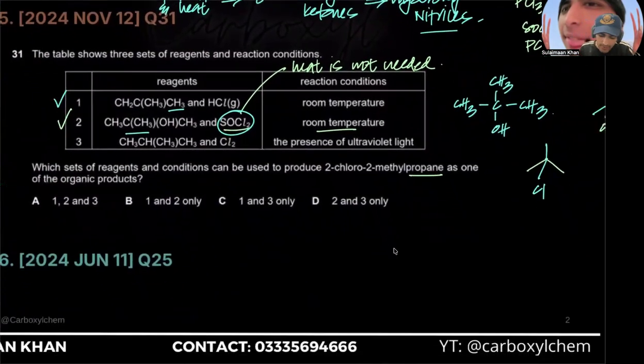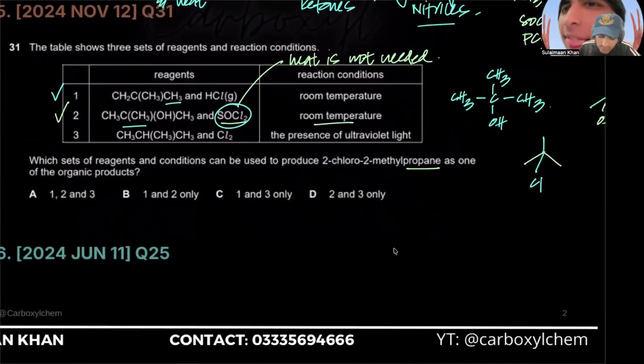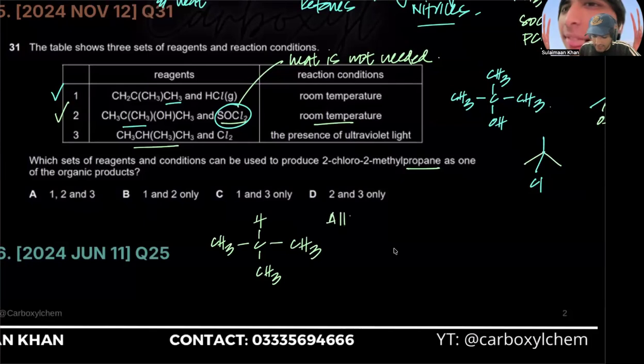And then the last one, it's saying CH3, CH3, CH3 with chlorine in the presence of UV light. If you draw the structure for it, you can absolutely do it. CH3, C bonded to a hydrogen, bonded to a CH3, and then this is bonded to a CH3, right? This is the structure for it. It's effectively an alkane. And you know that if you react an alkane with chlorine in the presence of UV light, this is going to be free radical substitution, and one of the products can effectively be 2-chloro-2-methyl propane.